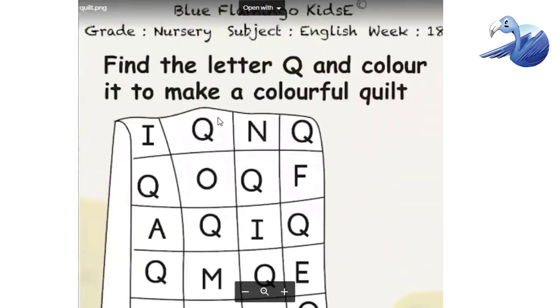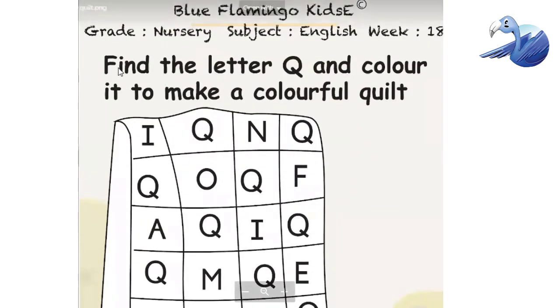So this is the English worksheet, students. What we have to do in this worksheet is find the letter Q, color it, and make a colorful quilt. Quilt, you know what is quilt? Quilt is nothing but a blanket.